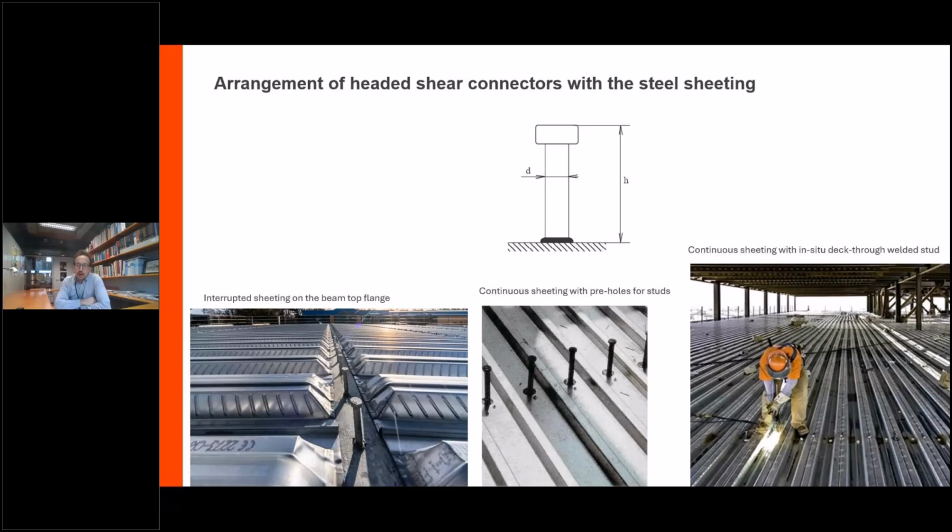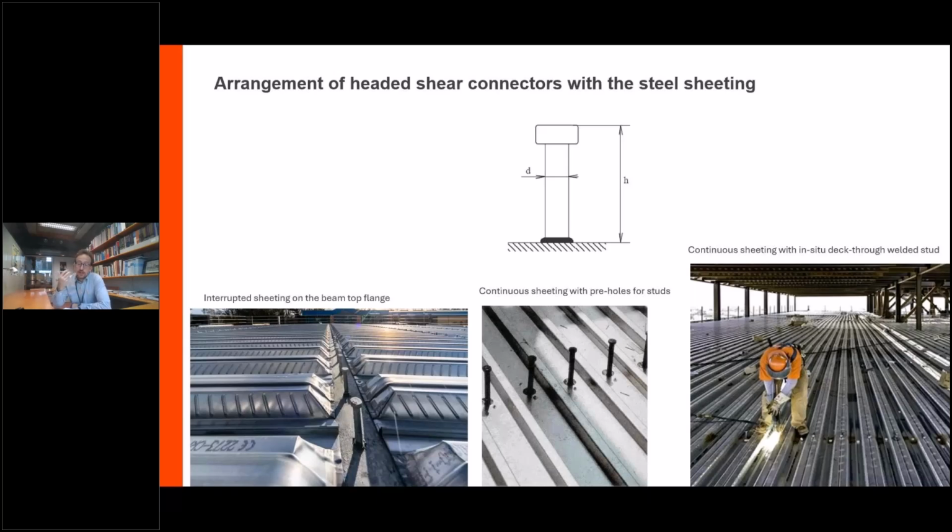There are basically three options when you use steel sheetings. The first one is to interrupt the sheeting on the beam. In that case, there is not really an interaction between the steel sheeting and the studs in terms of geometrical layout. Of course, in that case, the steel sheetings are isostatic, so it is not the best option in terms of composite slabs.